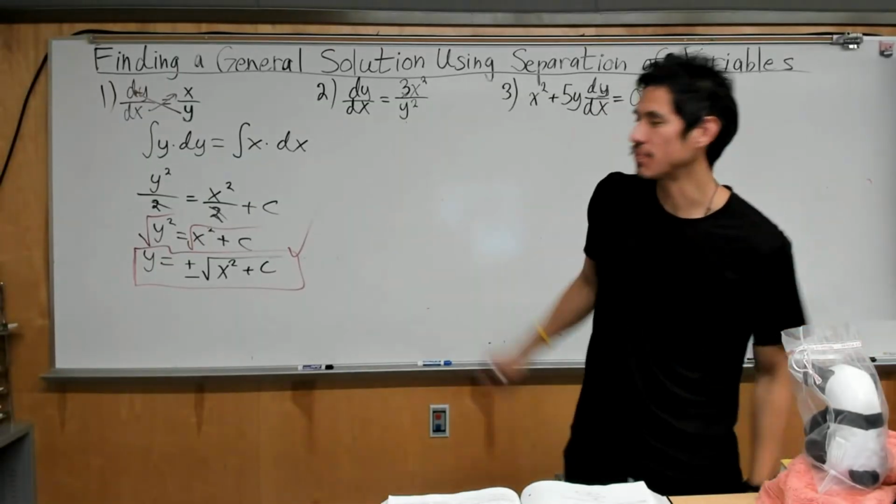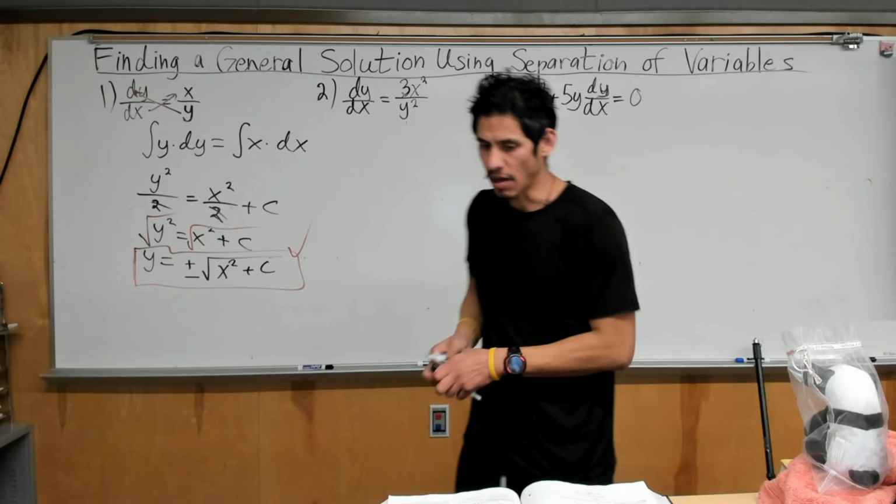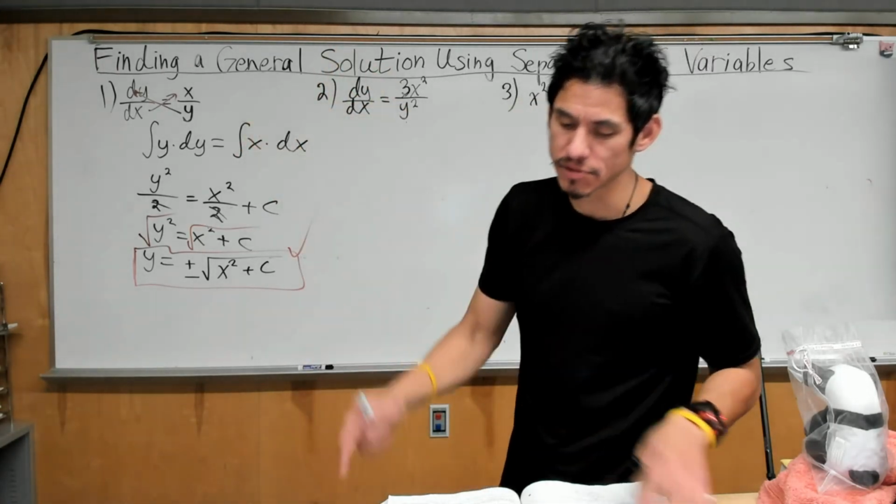So that's a general solution, because we don't have a specific value for c. So it's going to be a family of solutions. And we'll look more into that when we do some word problems coming up.